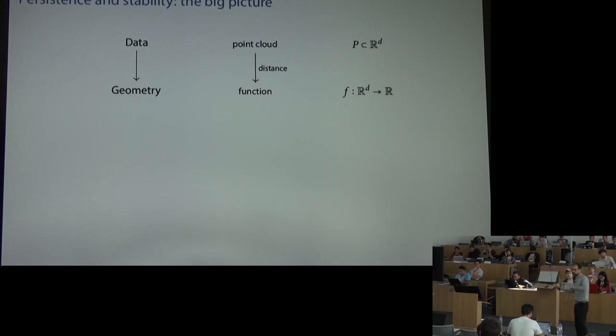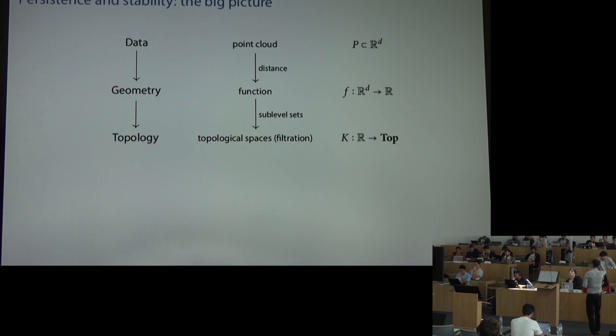And if I take sublevel sets of that function, the sublevel set at level R is exactly the union of balls of radius R around the points. So I can express the construction of the union of balls as a sublevel set of a distance function. That's an intermediate step. As I said, the first proof of stability started at the level of functions, and this way you can view the geometric example starting with point clouds just as a special case. So we go from point clouds to functions, and then we construct sublevel sets, and we get a filtration.